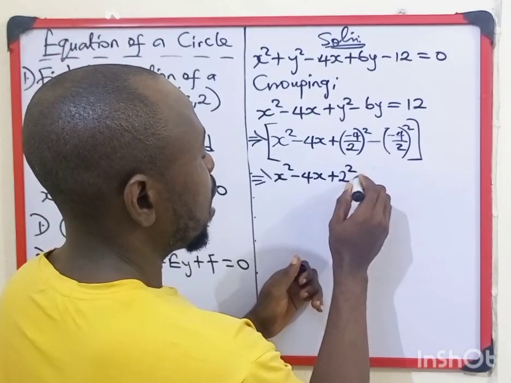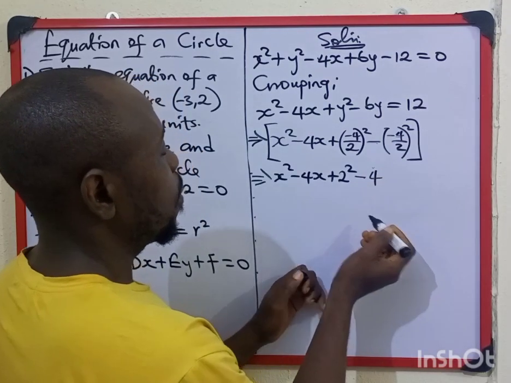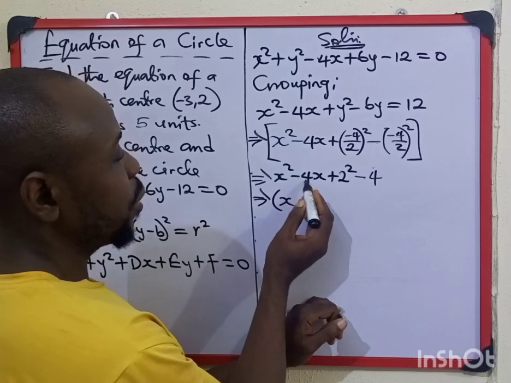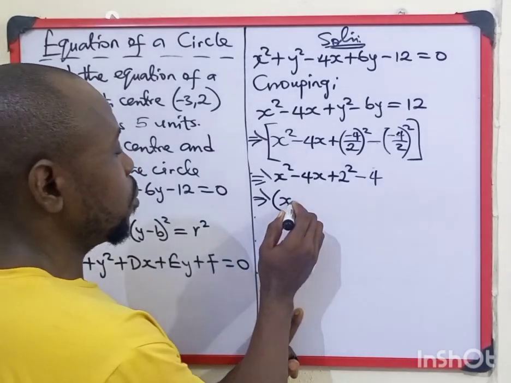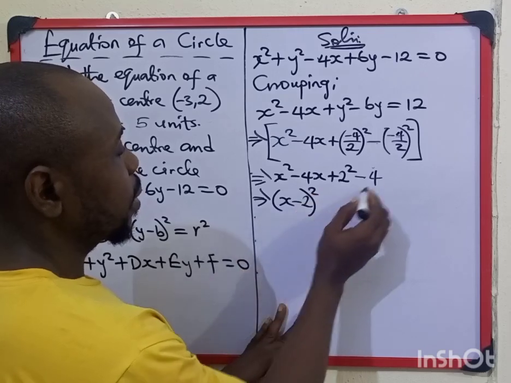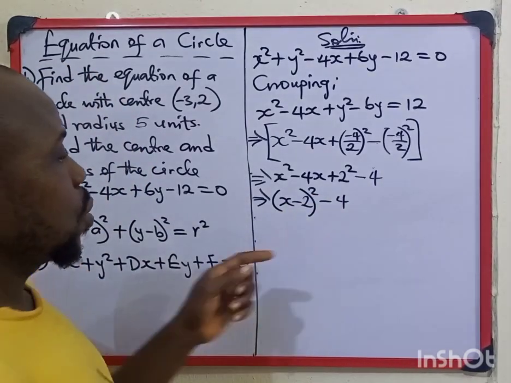Then for this one, I will have minus 4. That will give me bracket x, and because the coefficient of x here is carrying minus, I put minus. Then the number here is 2, all squared. Then remember the minus 4 outside. So this is for x.